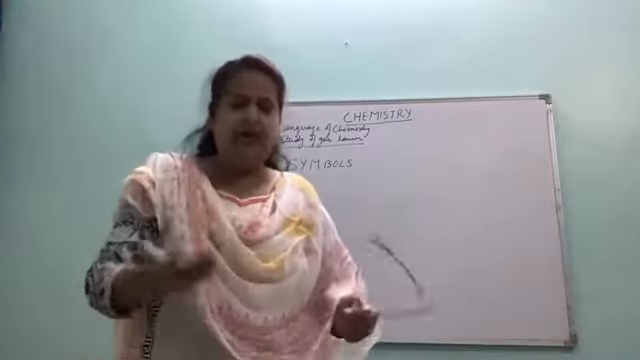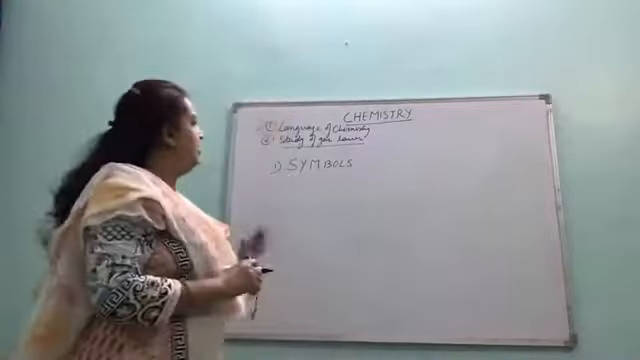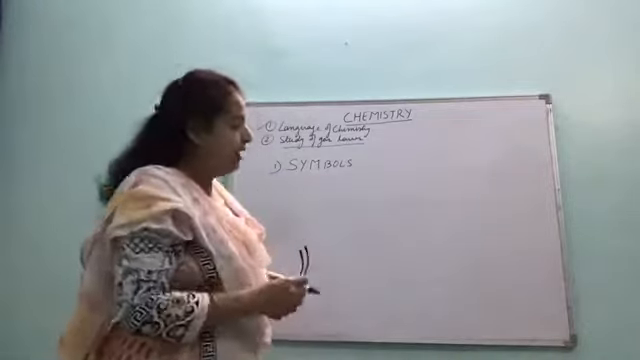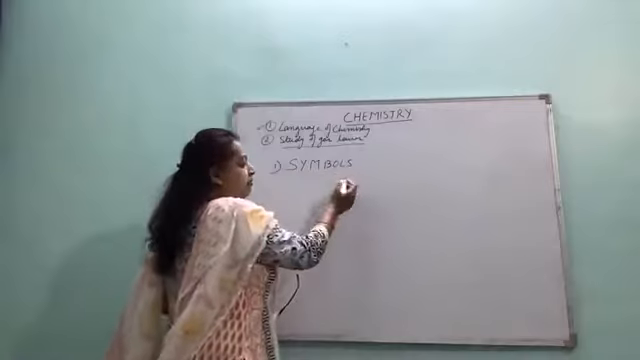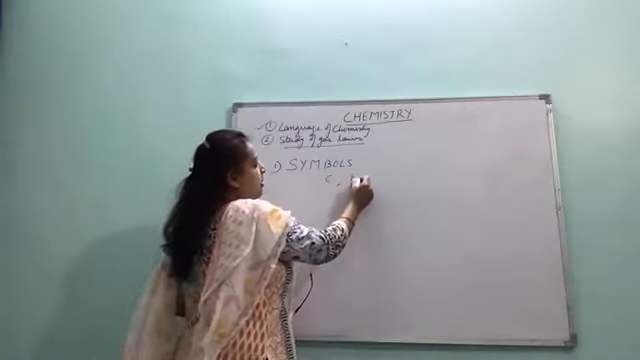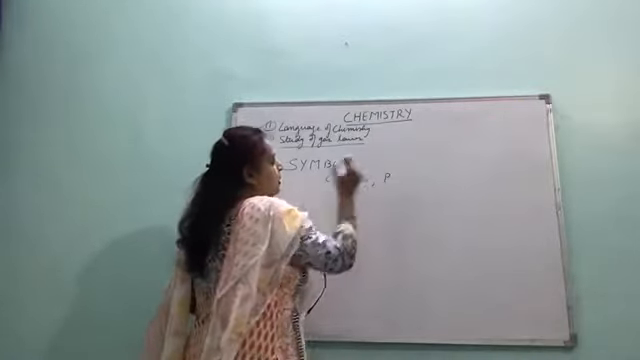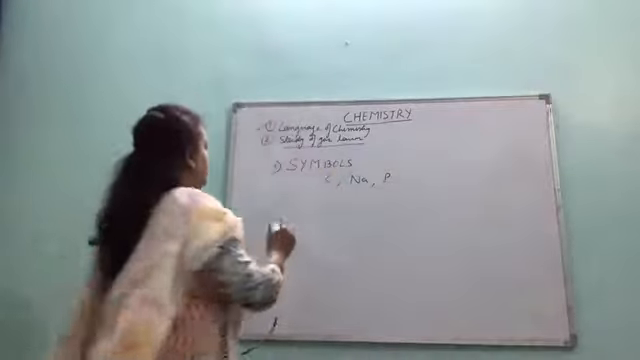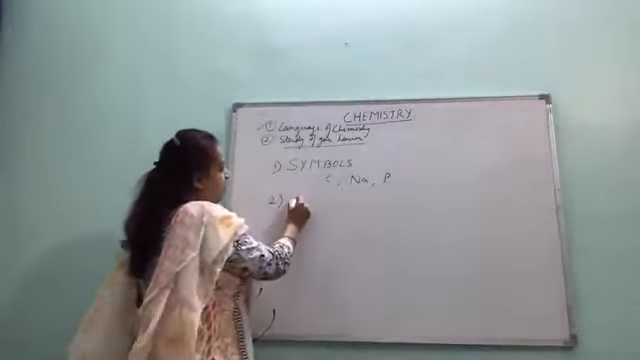Everyone knows that, right? Being in class 9, you all know it. Symbol is a short form that stands for an atom of an element. Like for carbon, C. Like for sodium, Na. Like for phosphorus, P. These are the symbols, so you have to learn the definitions, right? Second definition would be of valency.